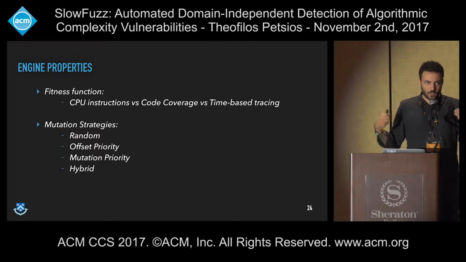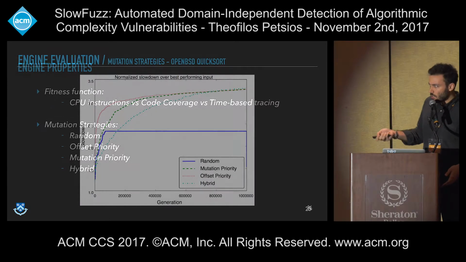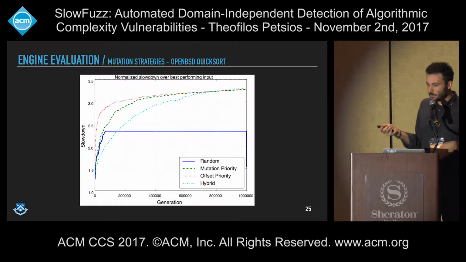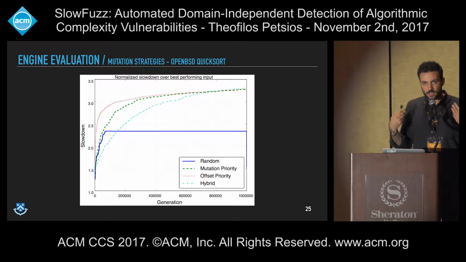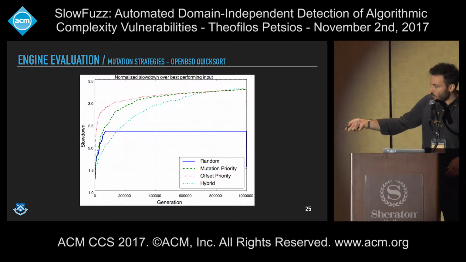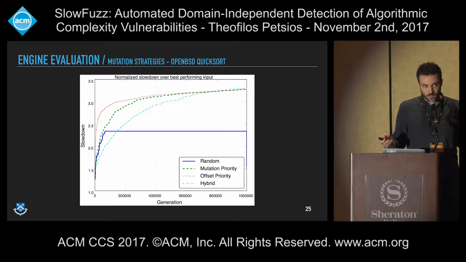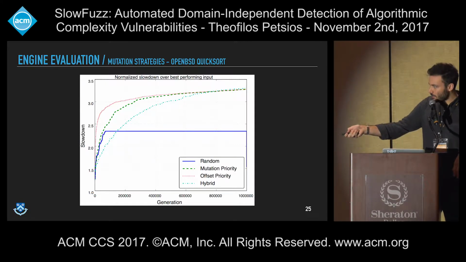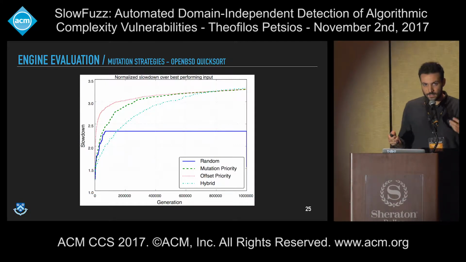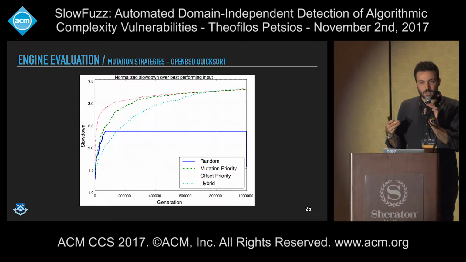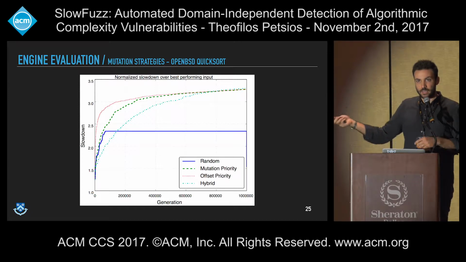For instance, what if we're using coverage instead of maximizing for CPU instructions? So for the simple case of OpenBSD, we see that, for instance, in our mutations, here we depict how big of a slowdown we get for the different mutation strategies. And you see here that if we just pick random mutations, at some point we hit a plateau, so we don't increase our slowdowns further. And if you think about why, it's because random mutations break this locality property.